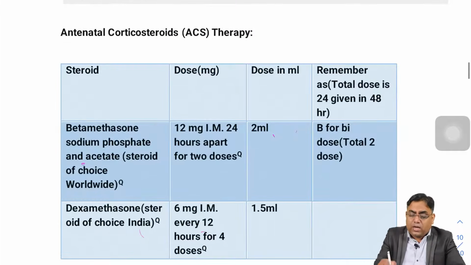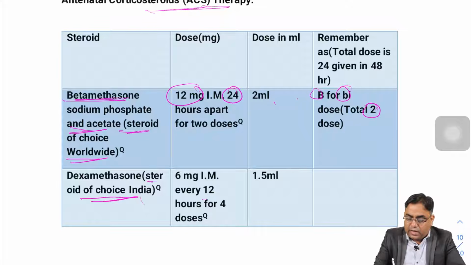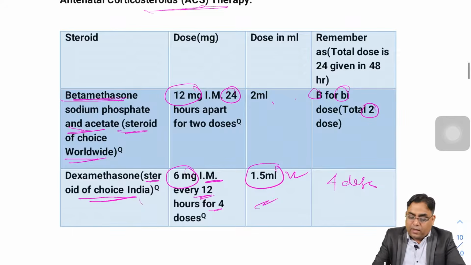Now coming to the antenatal corticosteroid therapy given to the mother to prevent respiratory distress syndrome. There are two. Worldwide the drug of choice is betamethasone sodium phosphate and acetate, and it is given 12 mg IM 24 hours apart. So 2 doses, B for betamethasone, B for bi-dose, that is a total of 2 doses. And dexamethasone is the steroid of choice in India, that is 6 mg IM every 12 hours for 4 doses. In ml, 6 mg means 1.5 ml, and 12 mg of betamethasone is 2 ml.